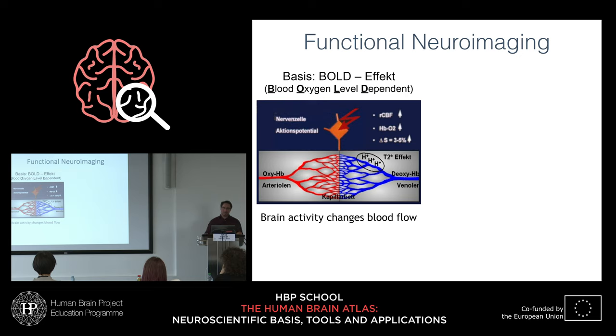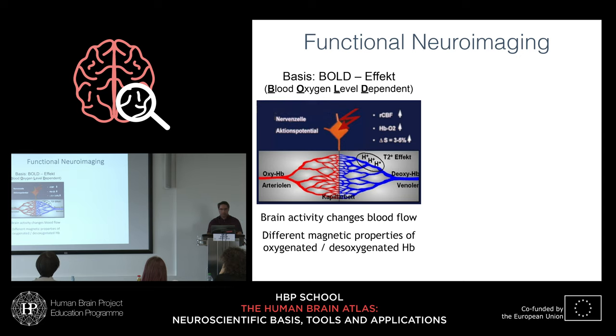Now what happens due to this increased activity is that there's a release of vasodilatory substances. Now what happens if you release vasodilatory substances? The arterioles open up, so the blood flow increases. Does that make sense up to here? Okay, brain activity changes blood flow.